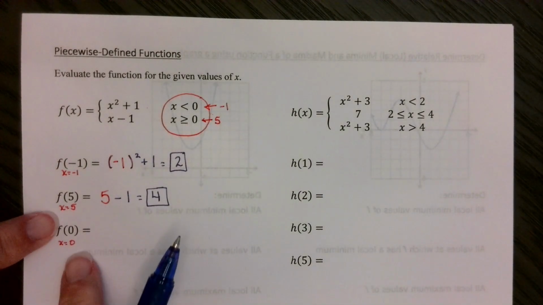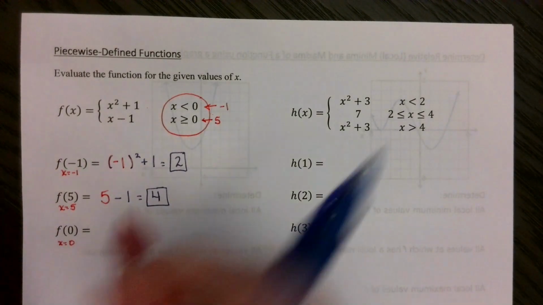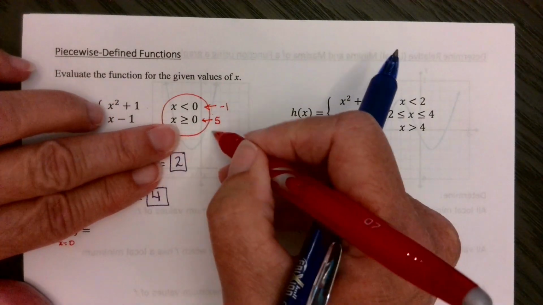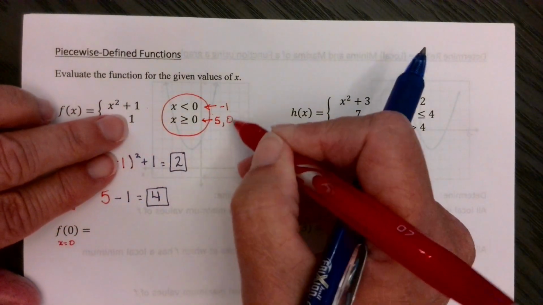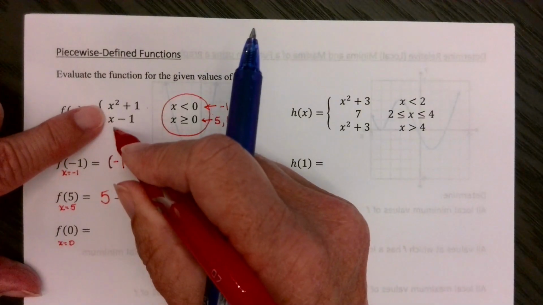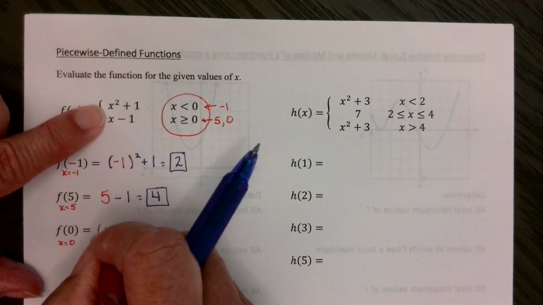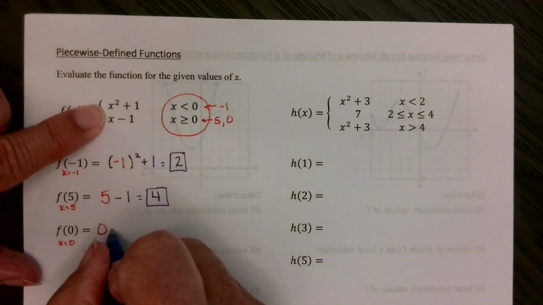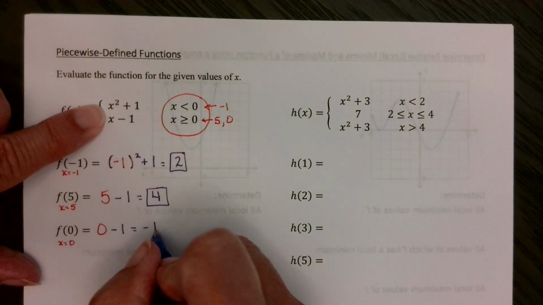And then you got to find out where 0 fits in. Well, right here, because of that equal sign, 0 fits there. So I'm going to plug in 0 right here. I'm going to have 0 minus 1, which gives me a negative 1.